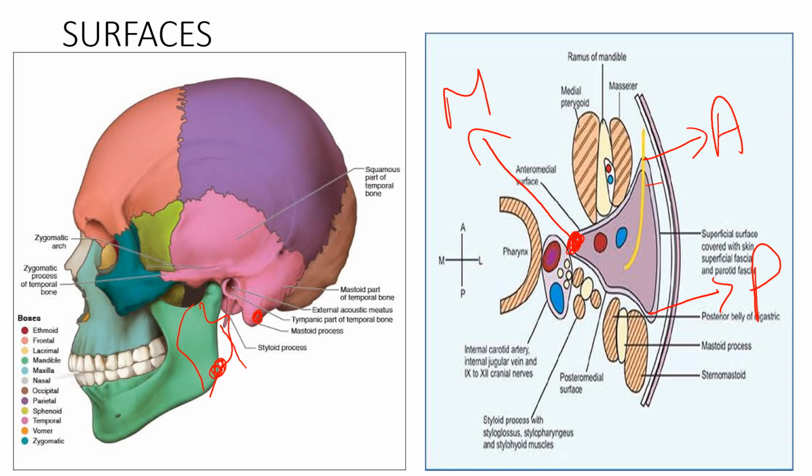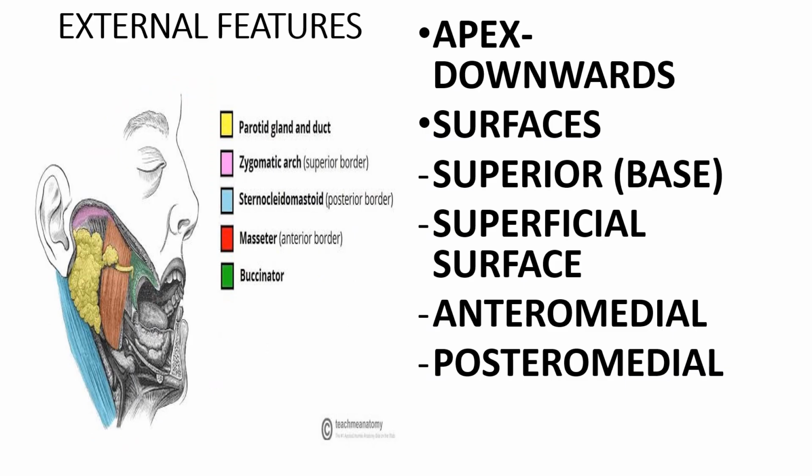Now the surface between the anterior and the posterior border will be the superficial surface. The surface between the anterior border and the medial border will be the anteromedial surface. The surface between the posterior border and the medial border will be the posteromedial surface. Now, as already discussed, this is the apex of the gland, this is the base of the gland, anterior border, posterior border.